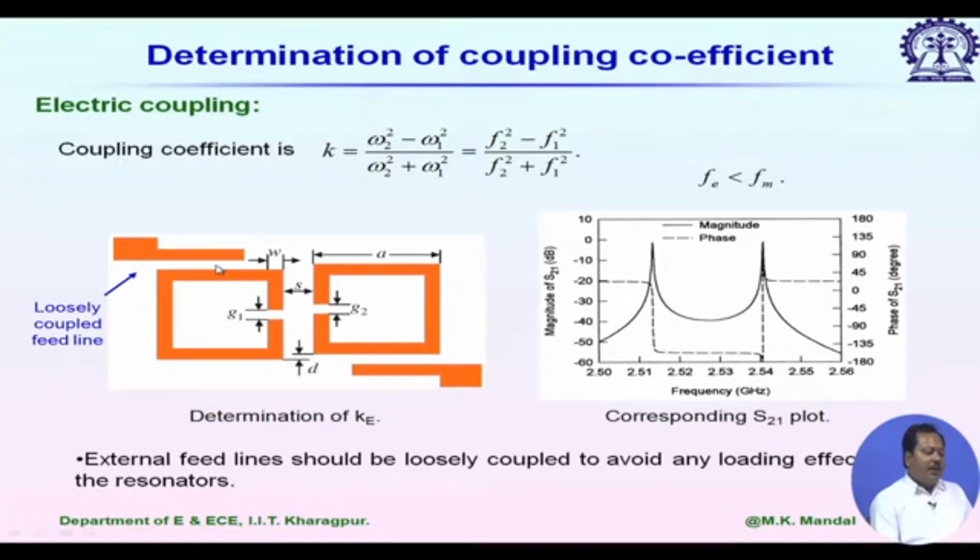So, in that case, if I plot S21, whatever we obtained from any full wave simulation, you can see the plot here, magnitude of S21 in dB versus frequency. We have two peaks. These two peaks now represent the two resonance frequencies of this coupled system. Let us say the second one is F2, the first one is F1. Then the coupling coefficient K is equal to F2 squared minus F1 squared divided by F2 squared plus F1 squared.